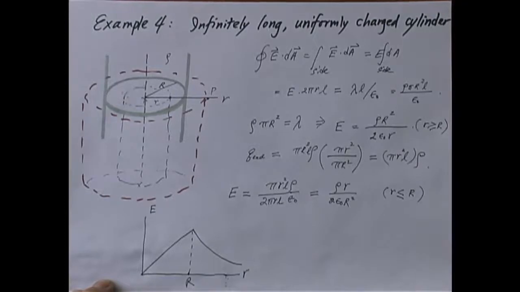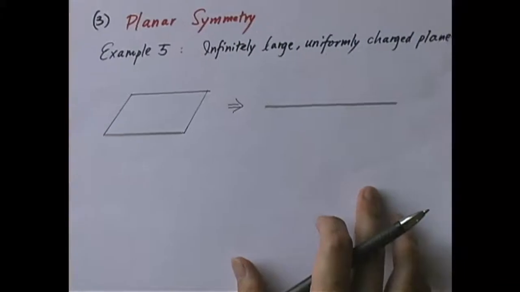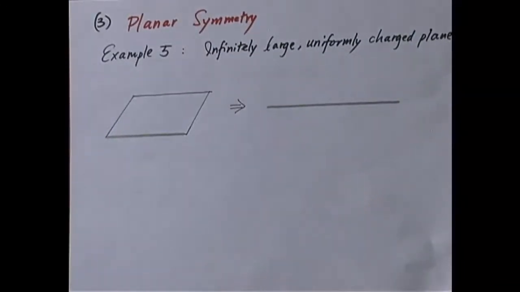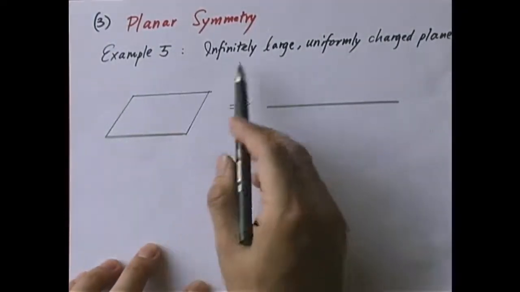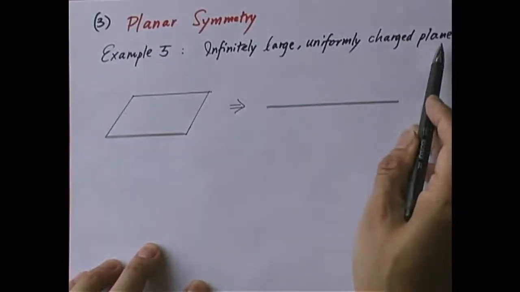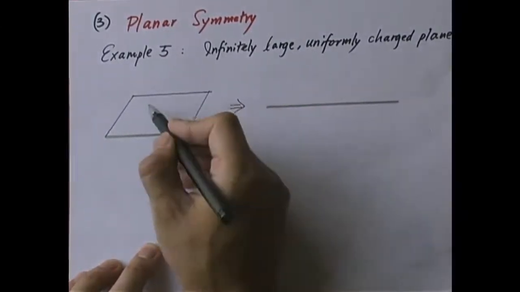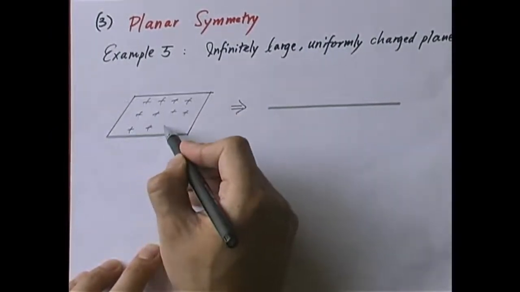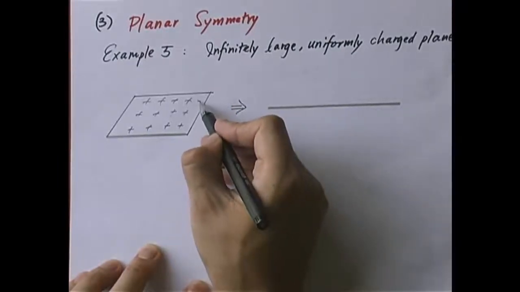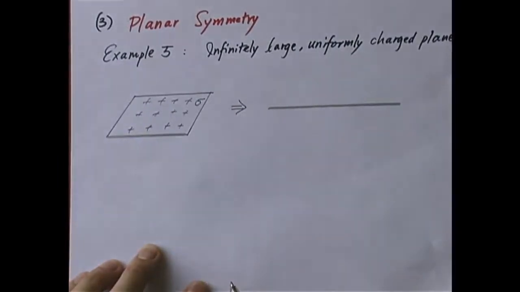So these were two examples of cylindrical symmetry. Now we have one type of symmetry left, and what would that be? That would be planar symmetry, the symmetry in the shape of a plane. So the next example, example number 5. I have an infinitely large, uniformly charged plane. What is the electric field produced by this plane? Say you have a plane like this. It's uniformly charged to charge density sigma. Sigma is the surface charge density, charge per unit area.